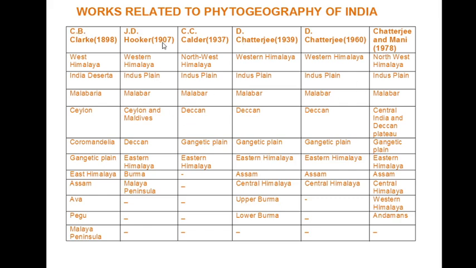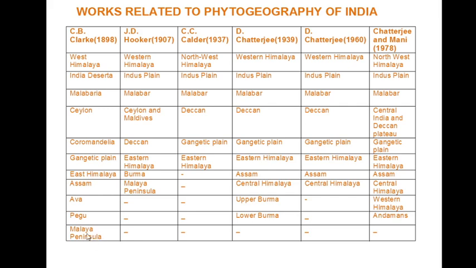I have highlighted only the main ones, the main scientists who have studied phytogeography, but beyond this there are many others who have studied the phytogeography of India. See, as early as 1898, India was still under the colonial rule of the British. C.B. Clarke studied the phytogeography of India. That time India was undivided. It was not an independent country.